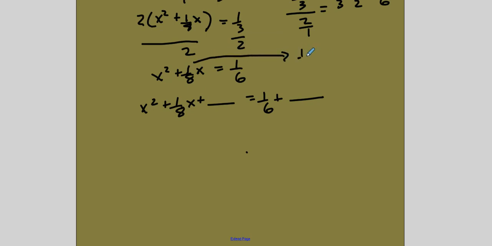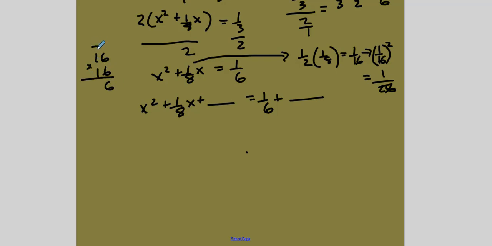So I take 1/2 of 1/8, which is 1/16, and then I'm going to square that. Well, 1/16 quantity squared turns out to be 1 over 256. You can check that out if you don't believe me. I'll do it here. 16 times 16 is 256. It's a common number that comes up a lot. You should have it memorized.